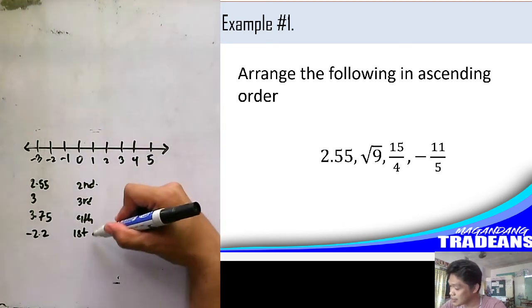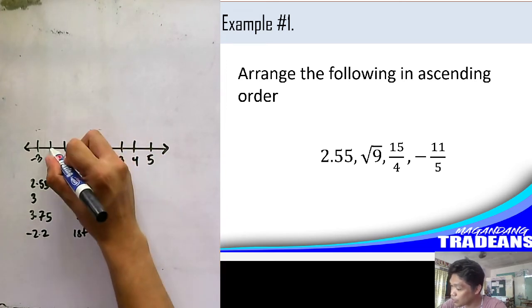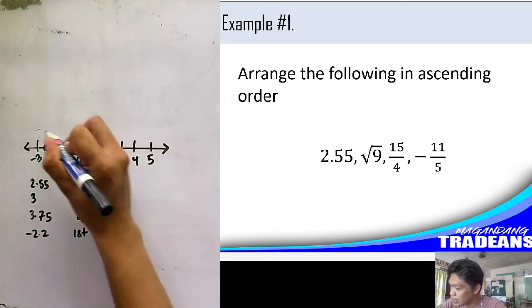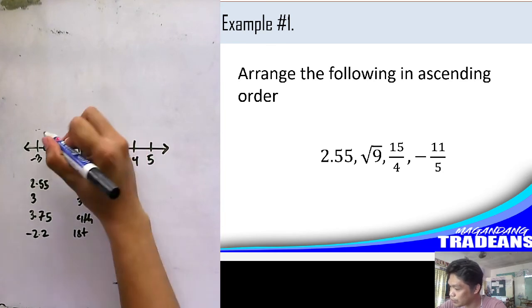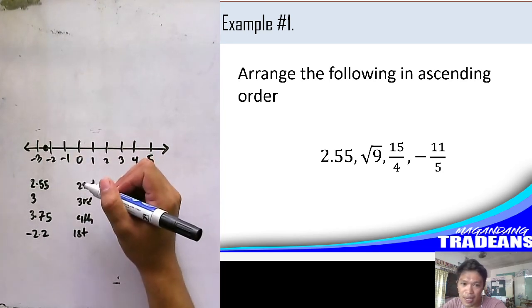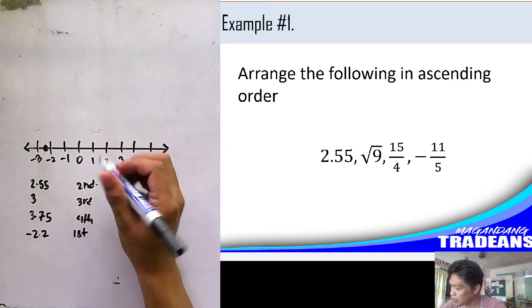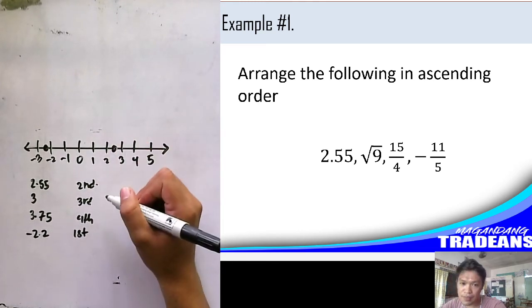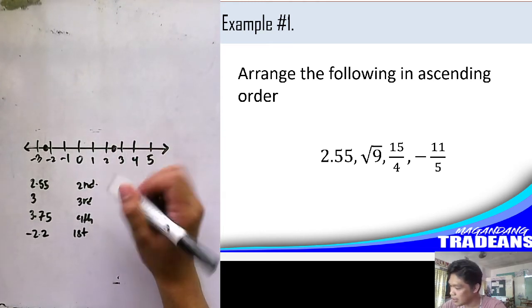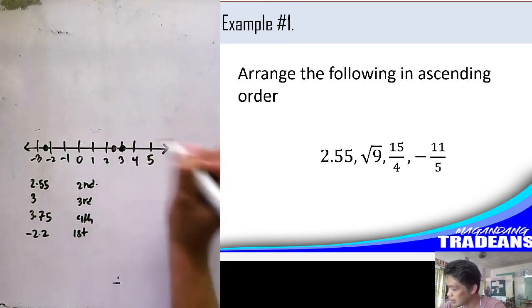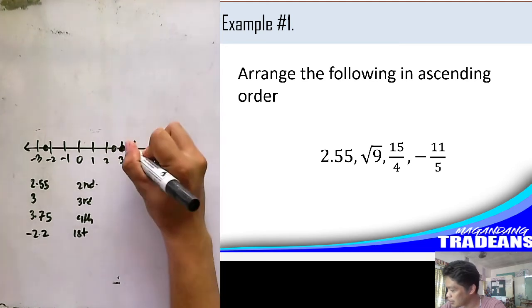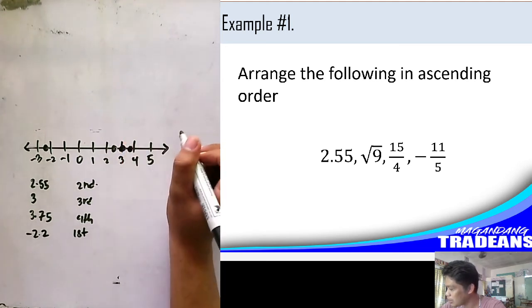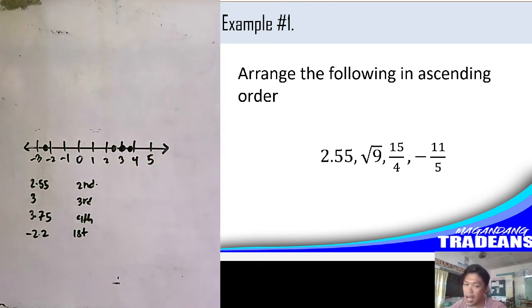Next, first is negative 2.2. Negative 2.2 is around here. So, we have here negative 2.2. Next, we have second, 2.55. It is in the middle of 2 and 3. Next, we have 3. So, it is also around here. Next, we have the fourth one, 3.75. It is between 3 and 4. And that is now our answer.